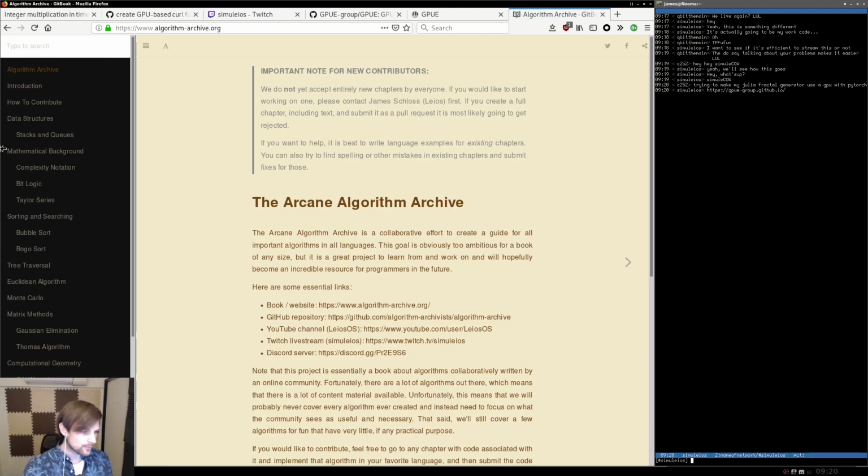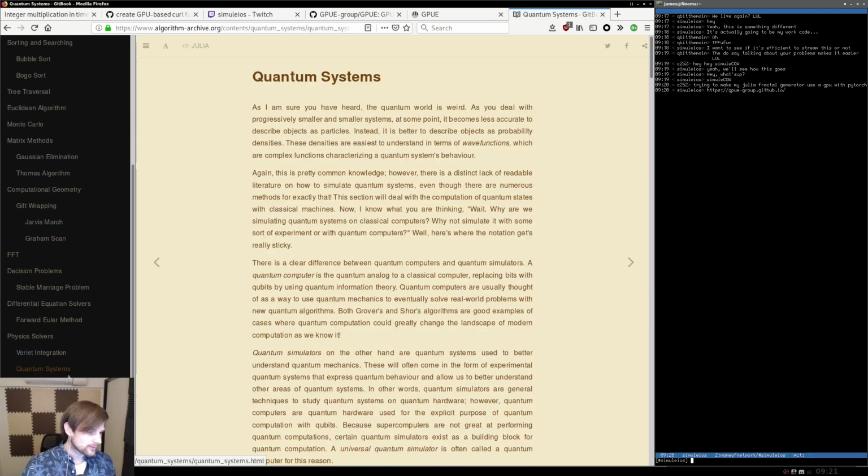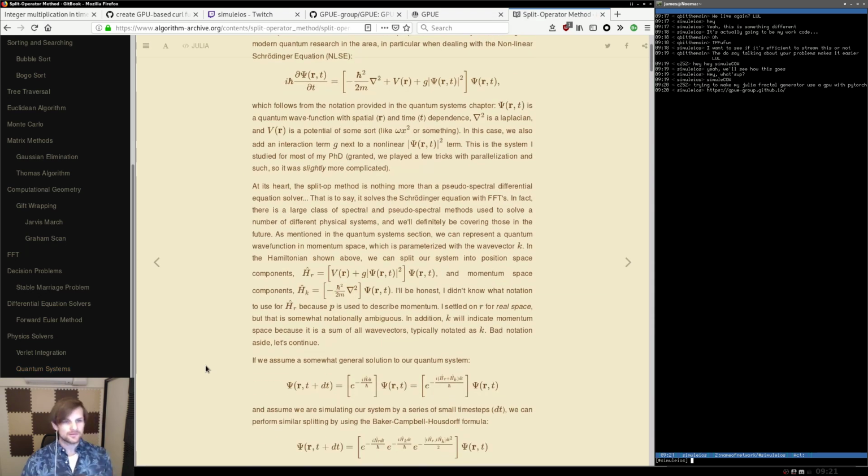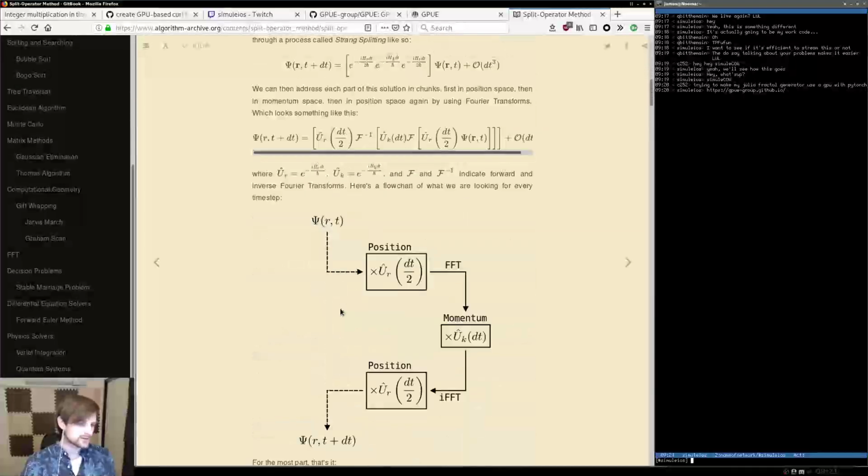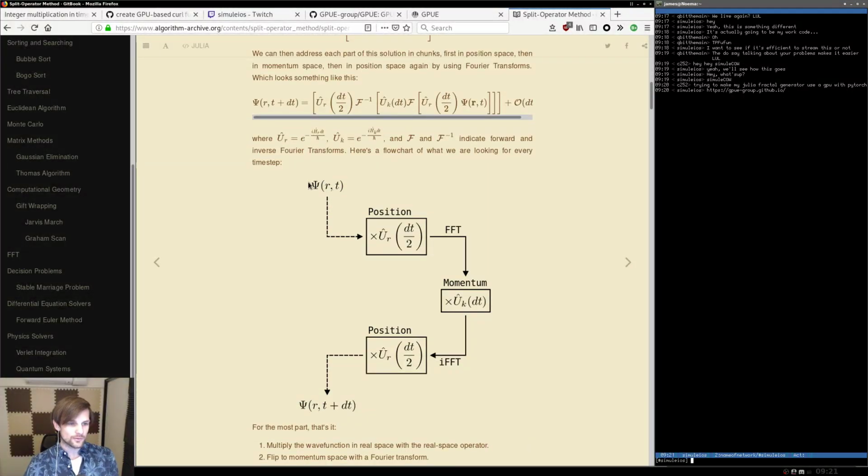If you guys don't know, the split operator method is basically a method that allows us to simulate, in this case, a Schrodinger equation just by flipping back and forth between real space and momentum space, or position space and momentum space. Basically, we take some sort of quantum wave function, multiply it by some position operator, Fourier transform forward, multiply by some momentum operator, then inverse Fourier transform back and multiply by a position operator. In this way, we can apply one time step to our system, and that time step is applied via the Hamiltonian. This is what we'll be working on today. What I want to do is specifically work on the energy calculation.